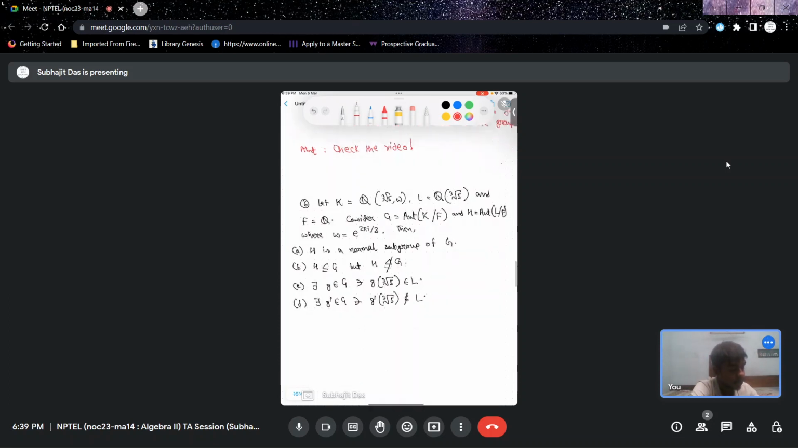Let K be Q adjoined with the cube root of 5 comma omega, L be Q adjoined with the cube root of 5, and let us suppose F is Q. Now consider G to be the automorphism group of K over F and H to be the automorphism group of L over F, where omega is, of course, e to the power 2 pi i by 3, a primitive cube root of 1. Then which of the following are correct? First of all, H is a normal subgroup of G.